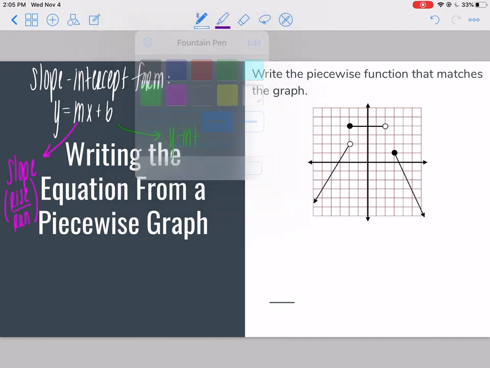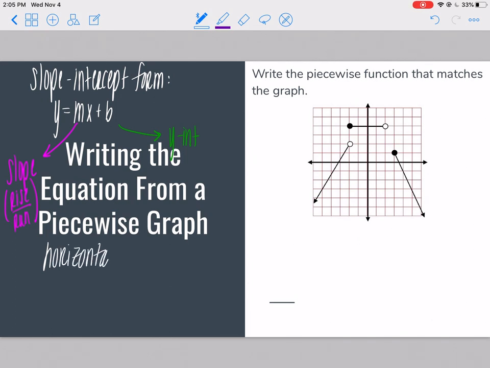The other reminder is that a horizontal line is always written in the form of y equals whatever value that is, okay? Whatever that value is at the y-axis. And you're also going to see quite a few horizontal lines on these.